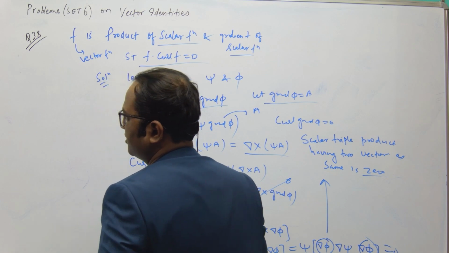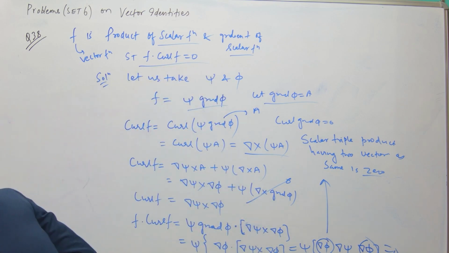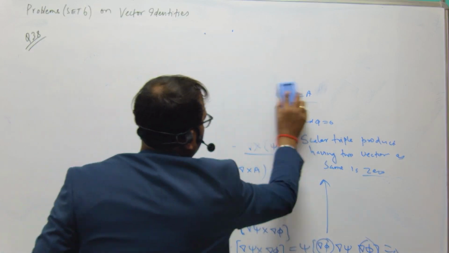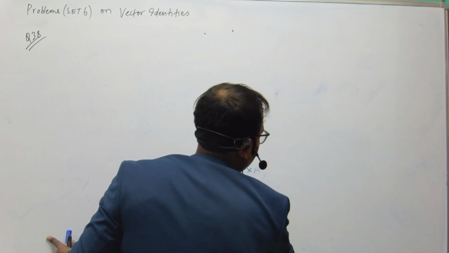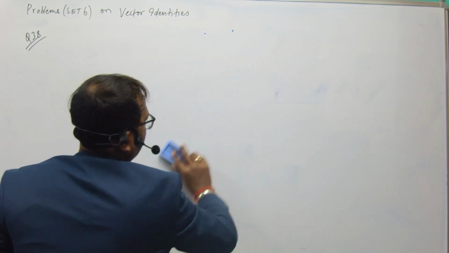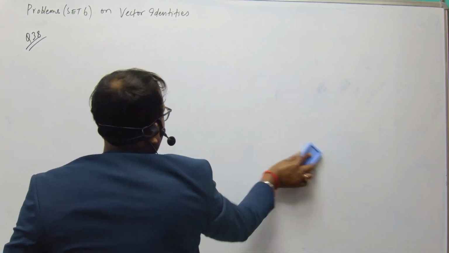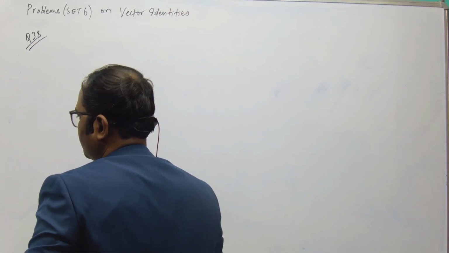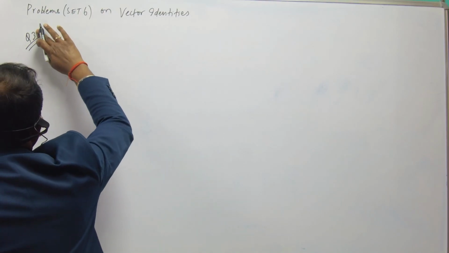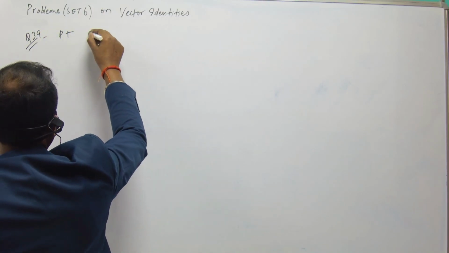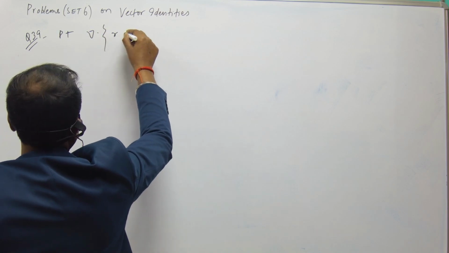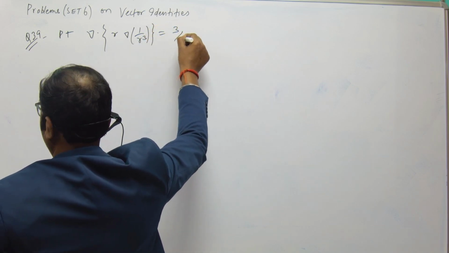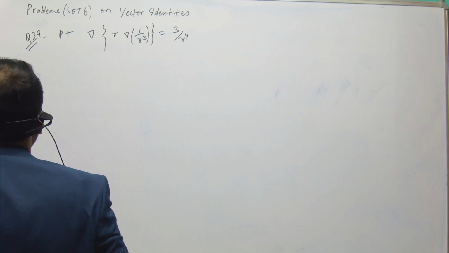Okay, now let us discuss question number 39. We have to prove that del dot r times del of 1 upon r cube equal to 3 upon r4. Okay, how can we solve this?